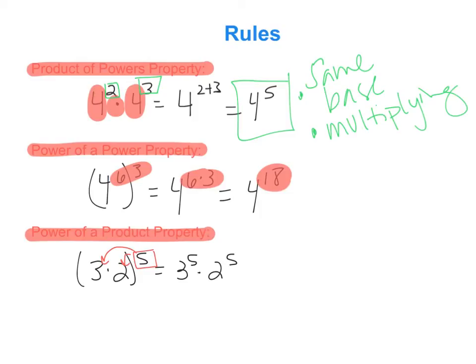You'll also see examples like 6x squared all to the 3rd power. Again, you'll take your exponent of 3, you'll apply it to the x, and you'll also apply it to the 6. So that's going to go ahead and become 6 to the 3rd power times x to the 6th power.